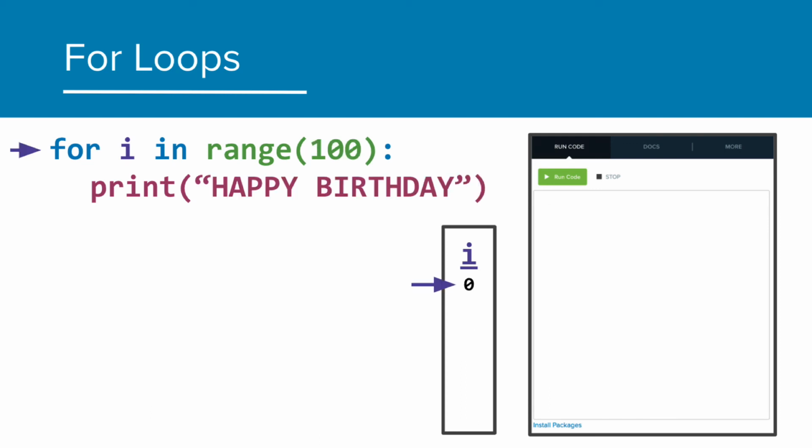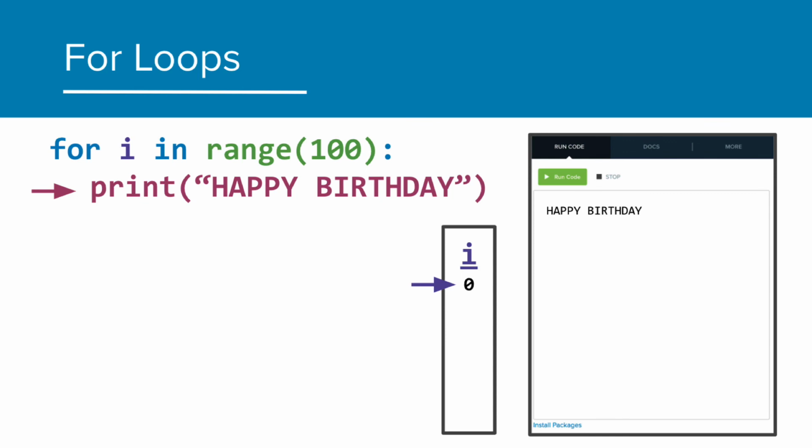Now let's take a look at our happy birthday example. We want to print it 100 times. We are still going to keep track of i so we can see what is happening. This is identical to the first example, so I'm going to move through this quickly so you can see what is happening. Again, i starts at 0.